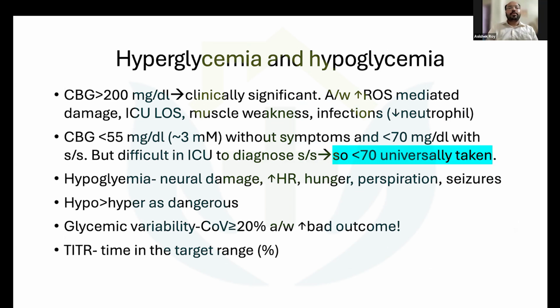Now, coming to hyperglycemia and hypoglycemia: any blood sugar level more than 200 is clinically significant because it is associated with increased risk of infections. It also causes mitochondrial dysfunction by creating lots of reactive oxygen species. It increases the ICU length of stay and is associated with increased ICU acquired weakness. That's why glucose control in a reasonable range is important.